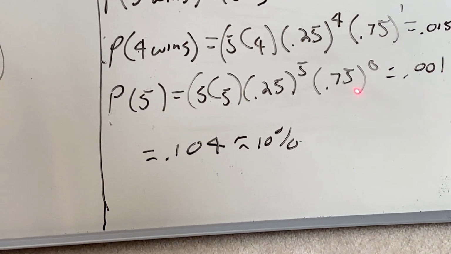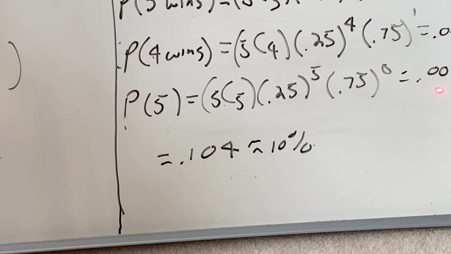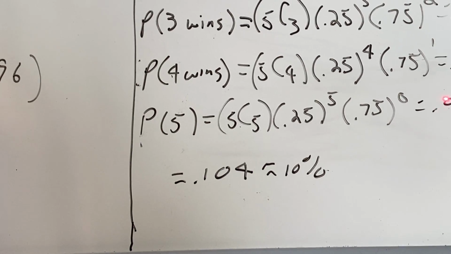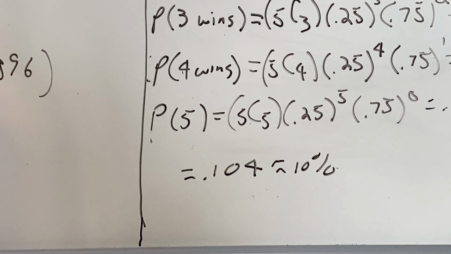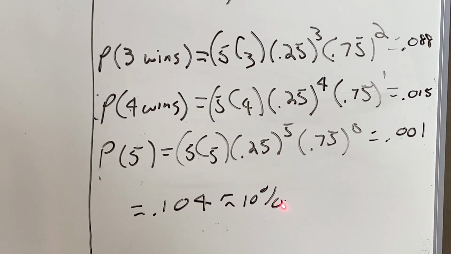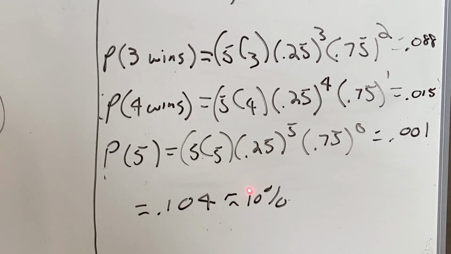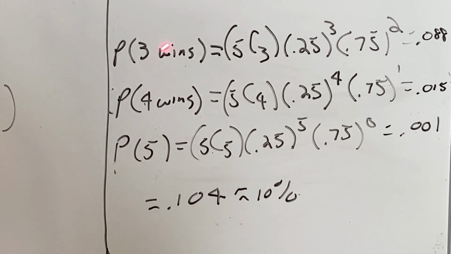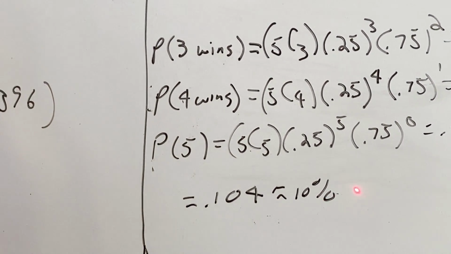Probability of 5 works the same way. We get a very small number. That's really tough. If you win all 5, wow, 0.001. So the probability of 3 or 4 or 5 is to add them all up. If we do that, we get 0.104, which is about 10%. So again, the probability of winning at least 3 is 3 or 4 or 5. Add them up, you get approximately 10%. That's the binomial distribution.